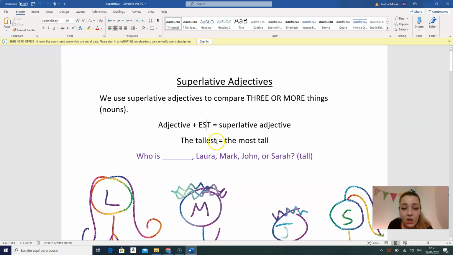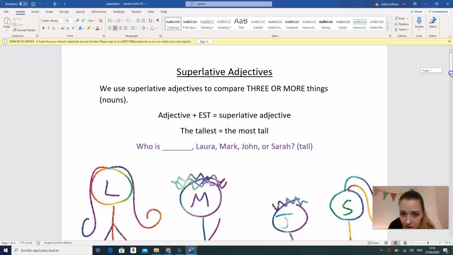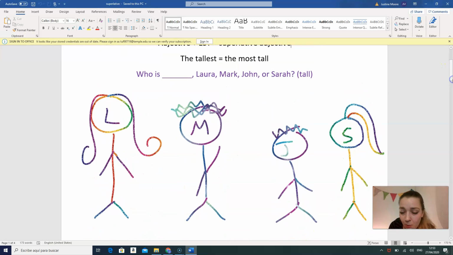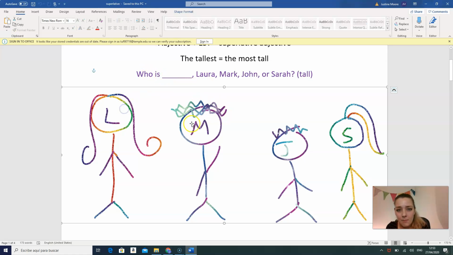So the tallest is the most tall. You take the adjective tall and add EST. The tallest just means the most tall. So now let's look at the picture. We're going to complete the question and then answer it. So we have four people here. And we have the adjective tall. So we want to know who is the most tall. So who is Laura, Mark, John, or Sarah?